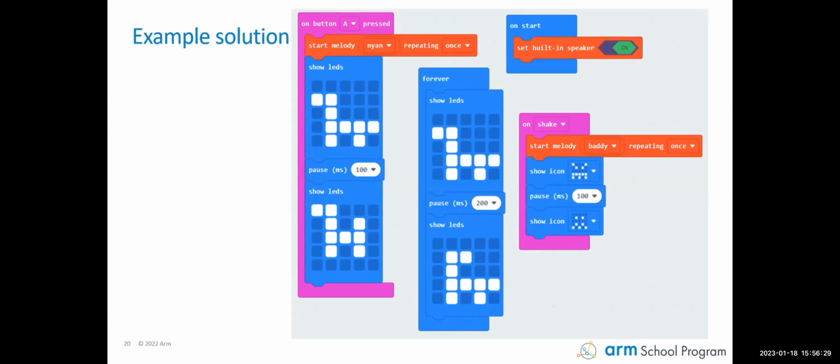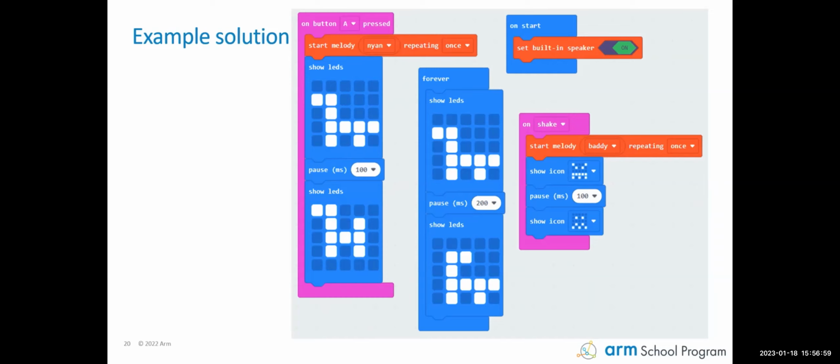So here we can see the example solution. The default state is the bit in the middle, the forever block. You can see there we've got, let's call it a dog. The first frame shows the dog facing to the left. It then pauses for 200 milliseconds and then the head turns the other way. As you can imagine, that's looping forever, the dog looking left, looking right, and that's the default state for the animal. So that meets the first success criteria.